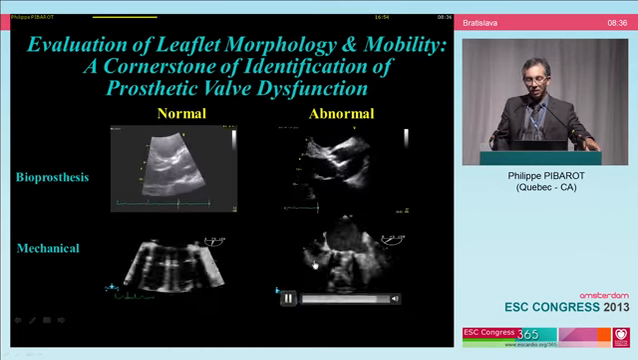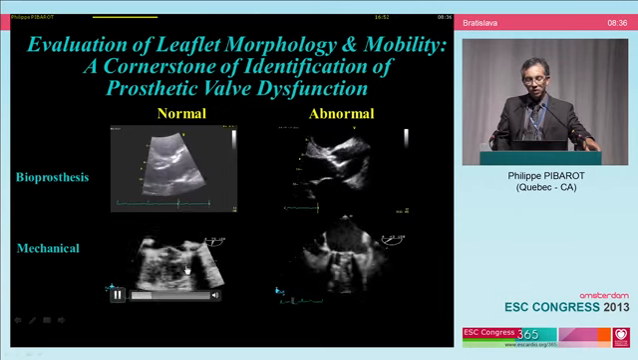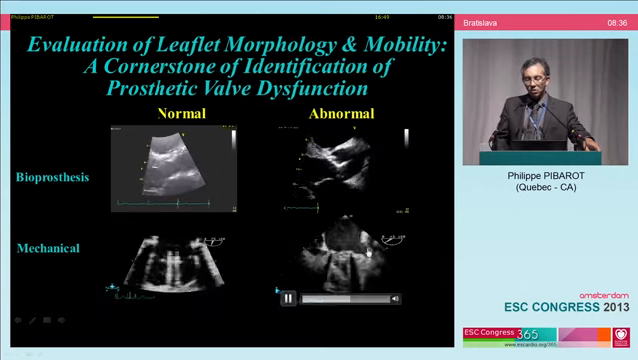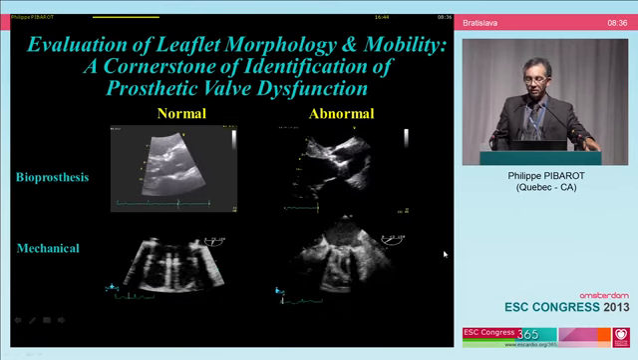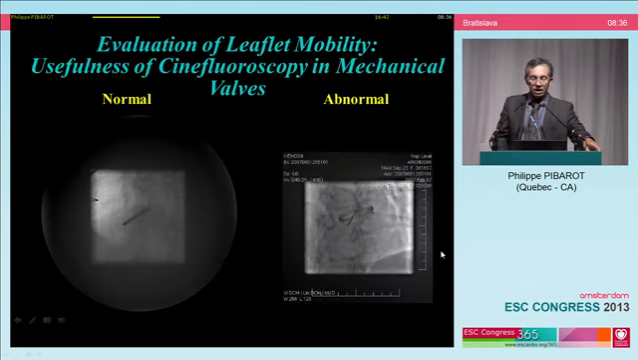And here for a mechanical valve, a bileaflet mechanical valve in the mitral position, you see the normal function, and obviously here leaflets are stuck and there is a large clot burden. On the other hand, we know that especially by transthoracic echo and even by TEE, it is sometimes difficult to image mechanical valves in particular because of shadowing. And in this context, cinefluoroscopy has been shown to be very useful for these mechanical valves to really confirm or exclude prosthetic valve dysfunction by measuring the opening and closing angles.